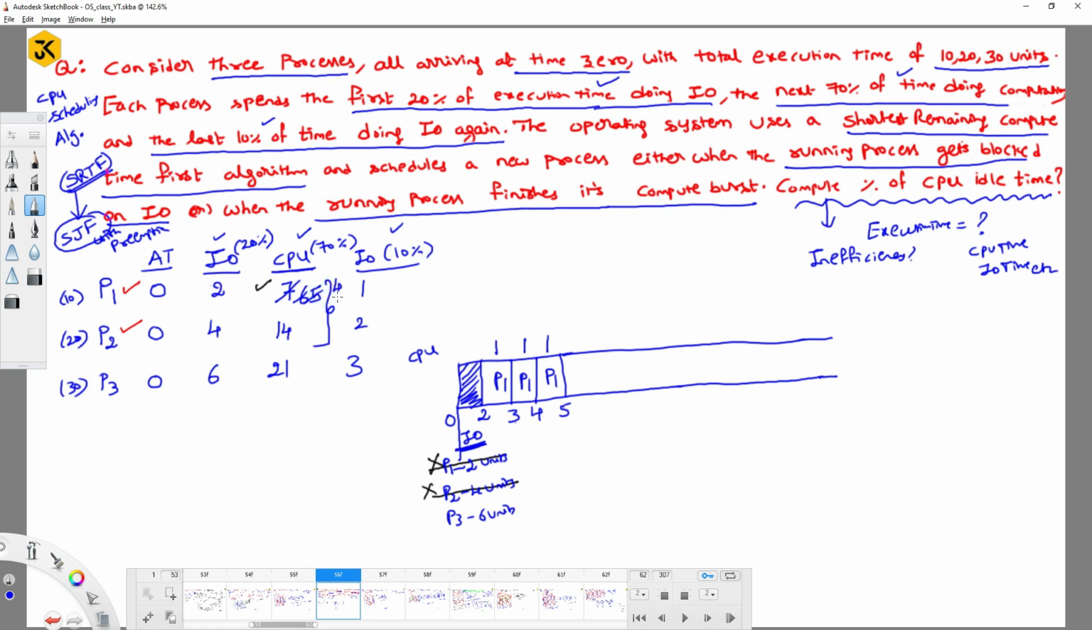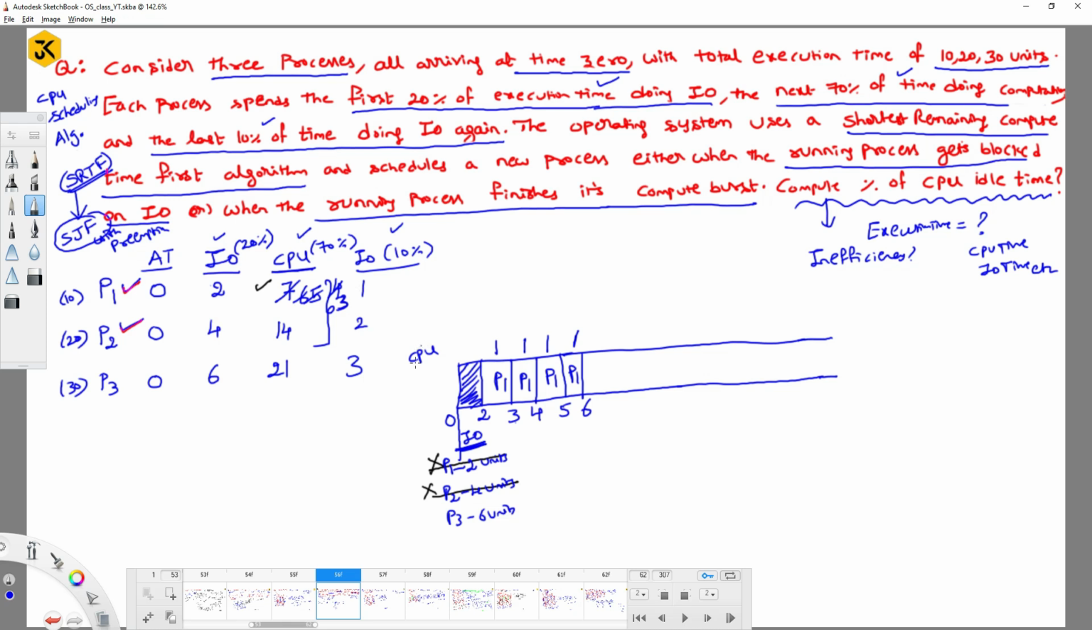So it is left with what? 4 units. By the time of 5 units, is there any process available? No. So again P1 and P2 are available. Which one has less burst time? Again P1 has the less burst time. So 1 unit done by 6. So it is left with 3 units.